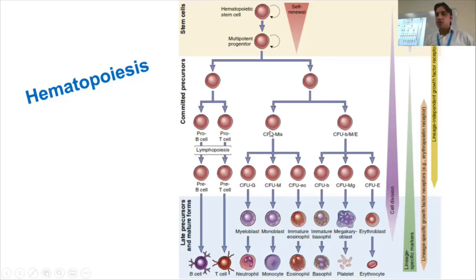Similarly, let's go back to this progenitor cell that is going to produce two types of committed precursor cells, the CFU-GEMM and the CFU-B, M and E. That will produce two different categories of cells. Look at that, there are two different categories. One category, once differentiated, will produce neutrophil, monocyte and eosinophils. This category will produce basophil, platelets and erythrocyte.